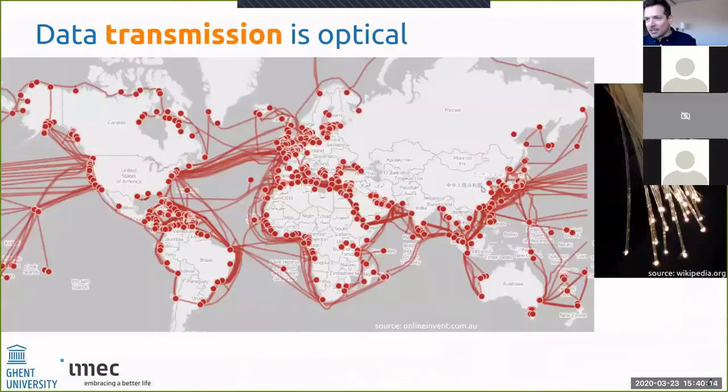So all this data is basically transmitted optically through fiber optic cables, which very often lie on the bottom of the ocean, connecting different continents. And in this figure, each line signifies a fiber optic connection between two data centers, which are the dots on the figure. So the advantage of using light to transmit data is, of course, speed, because you literally transmit data at the speed of light. And also the low loss in optical fibers compared to electrical transmission.